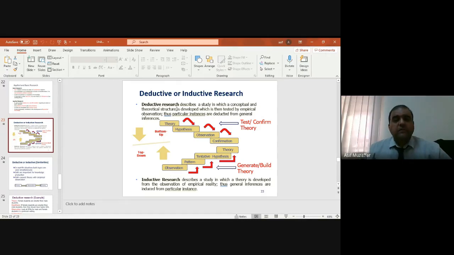Sorry, deductive approach is top-down approach and inductive approach is bottom-up approach. So you actually make theory in exploratory research. What is exploratory research? That means there is no theory available, right? You don't have any framework. You don't have any relationship available. So what will you do? You will make some relationships. So how will you make some relationships?